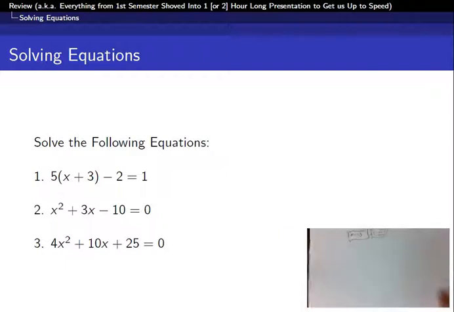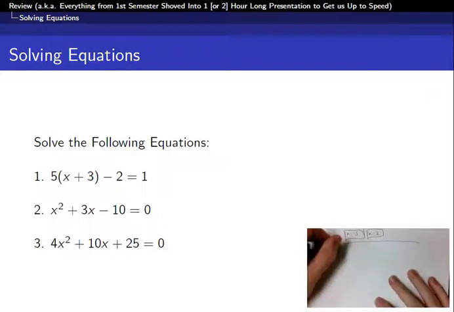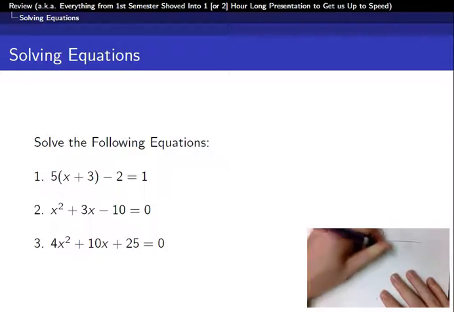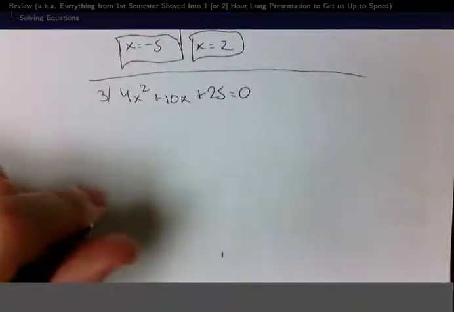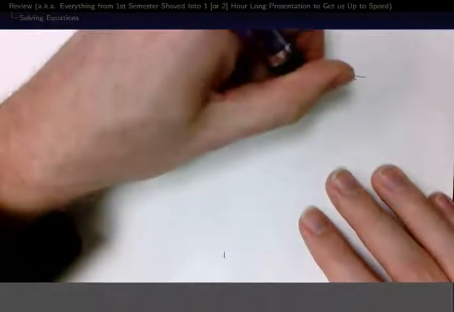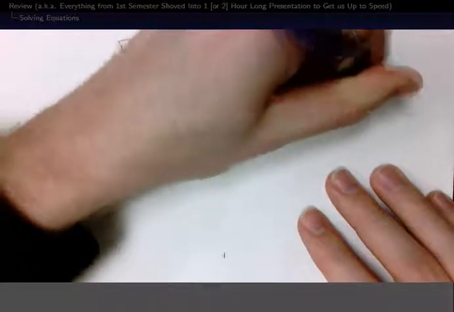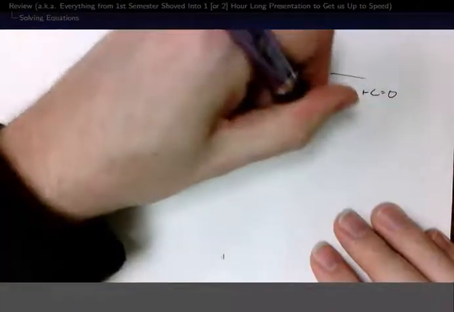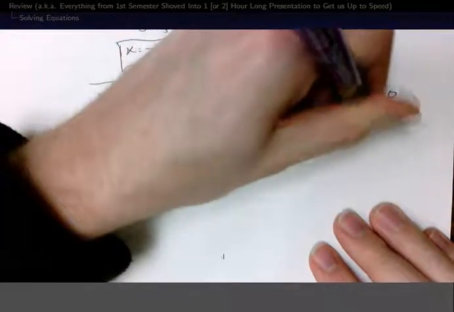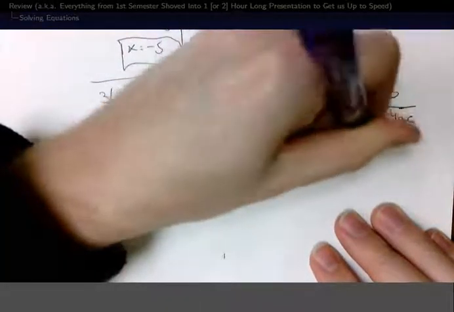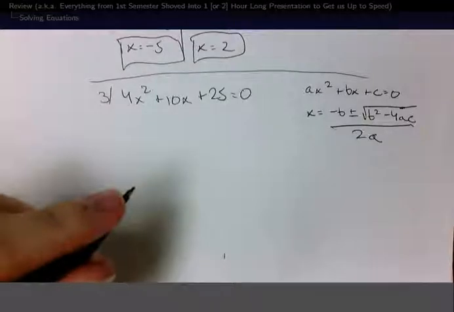However, sometimes you end up with equations that don't factor too nicely, in which case you have to use another method. Here we have 4x squared plus 10x plus 25 equals 0. In this case, it does not factor nicely, so I end up having to use the quadratic formula. If we have a quadratic equation written in the form ax squared plus bx plus c equals 0, then x equals negative b plus or minus the square root of b squared minus 4ac, all over 2a. That's the quadratic formula.